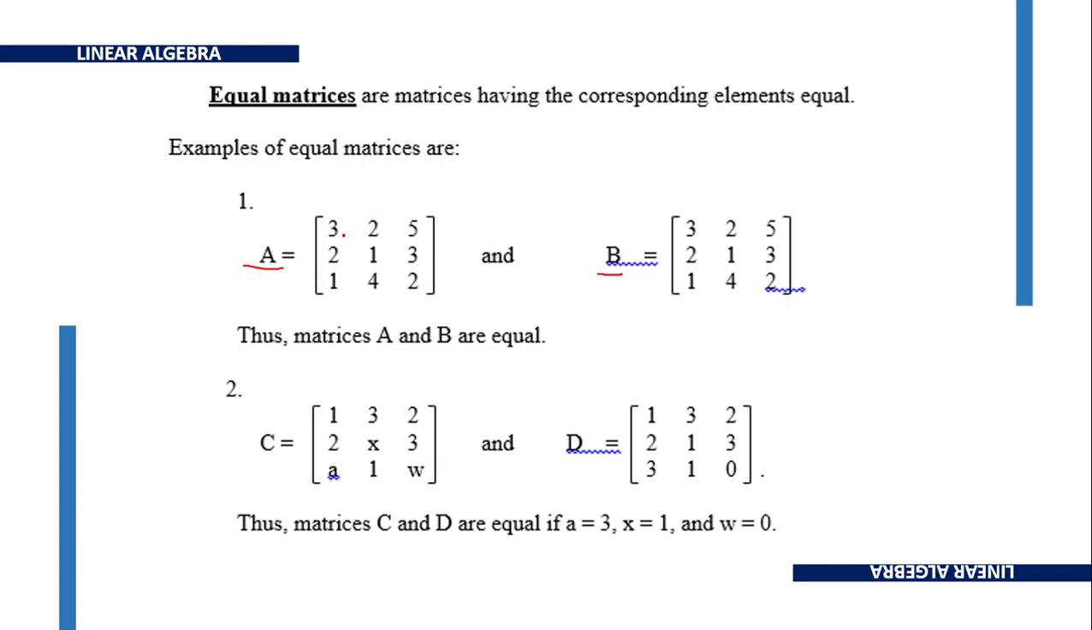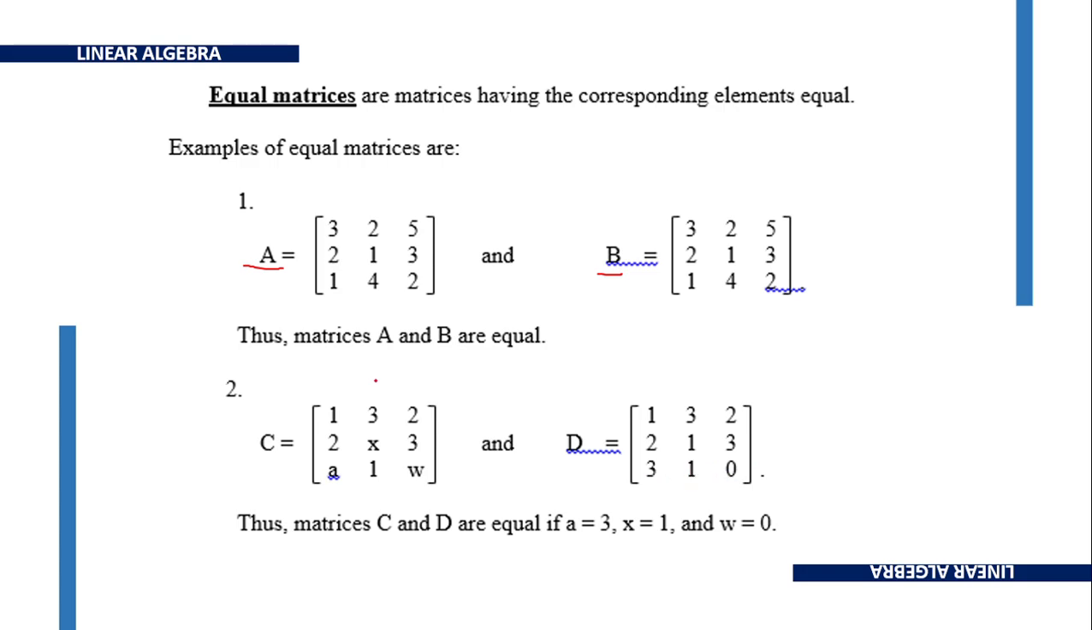You have 3, 2, 5, 2, 1, 3, 1, 4, 2, and 3, 2, 5, 2, 1, 3, 1, 4, 2. Then, we can say that A and B are equal matrices. Okay? For example 2, we have matrix C, which is equal to 1, 3, 2, 2, A, 1, W, and matrix D, we have 1, 3, 2, 2, 1, 3, and 3, 1, 0.